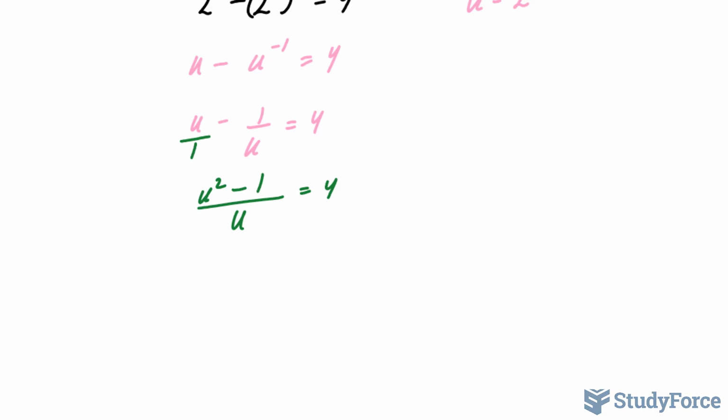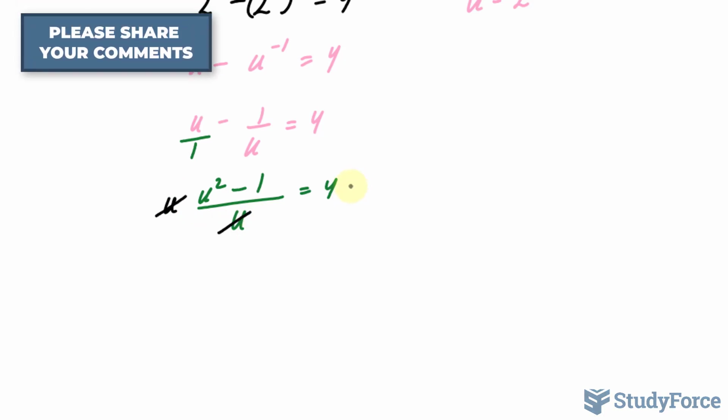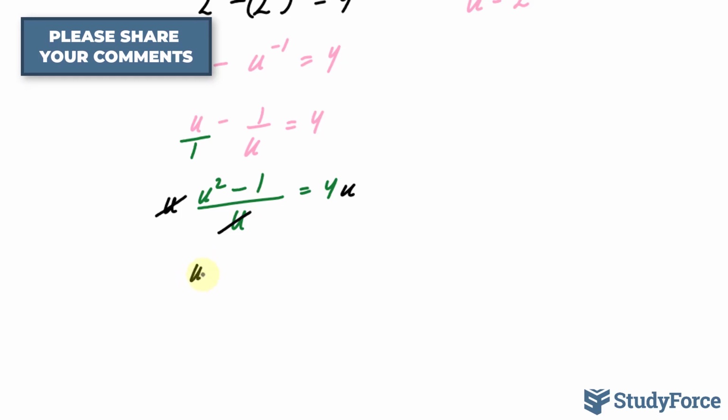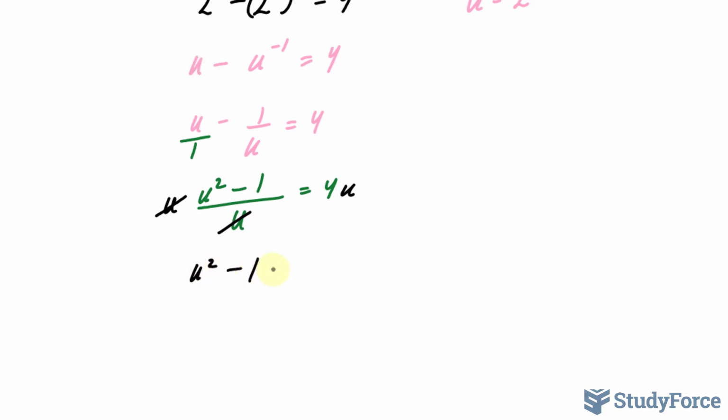I'll multiply both sides by u, that way I get rid of this fraction. If I multiply this side by u, this u will cancel out, and I have to do the same thing on the right side. We end up with u to the power of 2 minus 1 is equal to 4u. Bringing this term over, I end up with a quadratic equation where I have my a term here, my b term here, and my c term here. I can use the quadratic formula to find out what u is equal to.